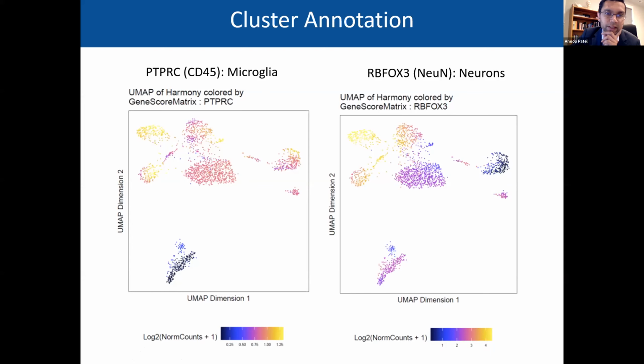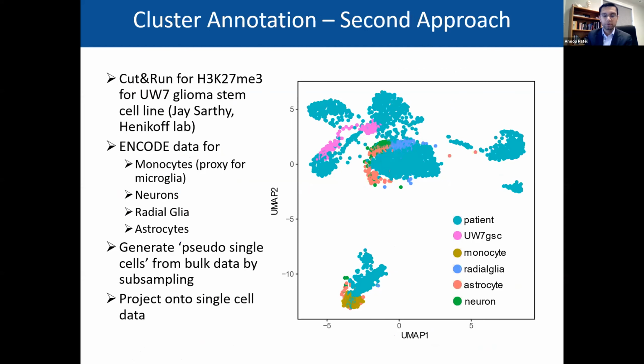And so as a second way of doing this, we wanted to think about ways that we could leverage pre-existing bulk data to try to get some idea of what the clusters actually were. To do this, we took advantage of a really nice feature in the ArchR package, which allows you to subsample bulk chromatin accessibility data, or in our case, ChIP-seq data and or CUT&RUN data, and essentially develop pseudo single cells from that bulk data, and then project those pseudo single cells onto the actual single cell data.